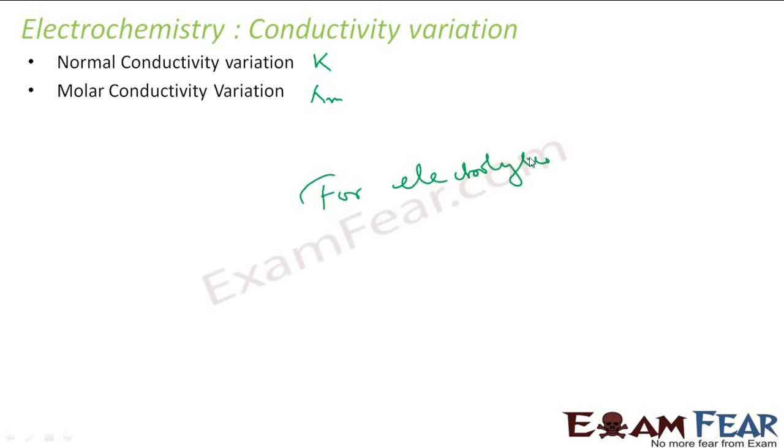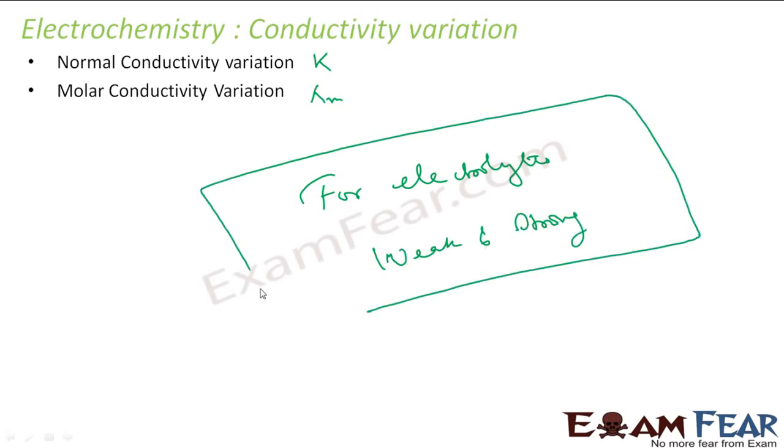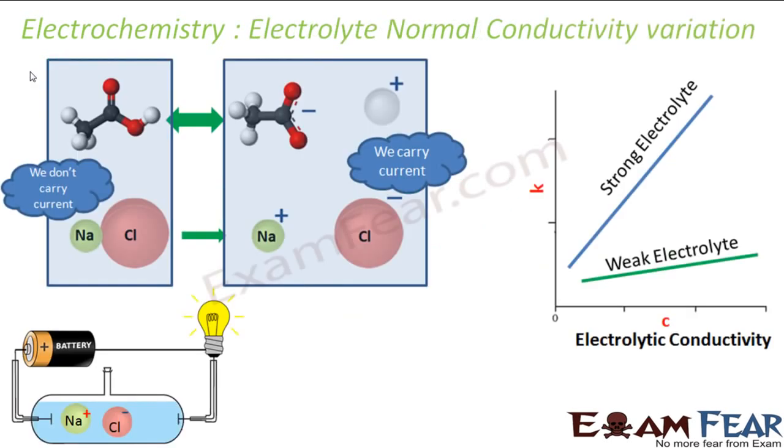electrolytes. Both for weak and strong electrolytes, we'll see that they have slightly different behaviors. We'll talk about the variation of molar conductivity of an electrolyte, and we'll talk about the normal conductivity of an electrolyte, the variation of both these conductivities. First, let's talk about the electrolyte normal conductivity variation. So here we are talking about the normal conductivity, that is K.